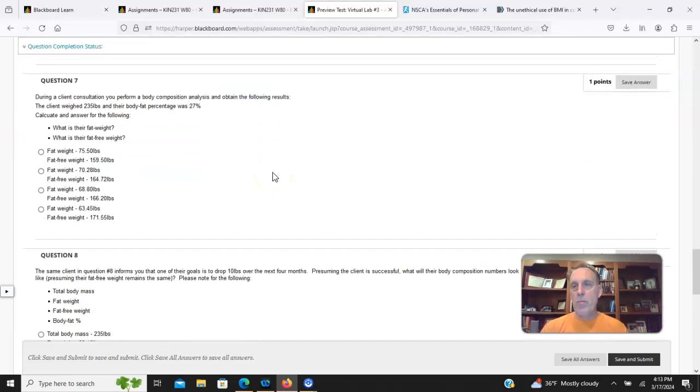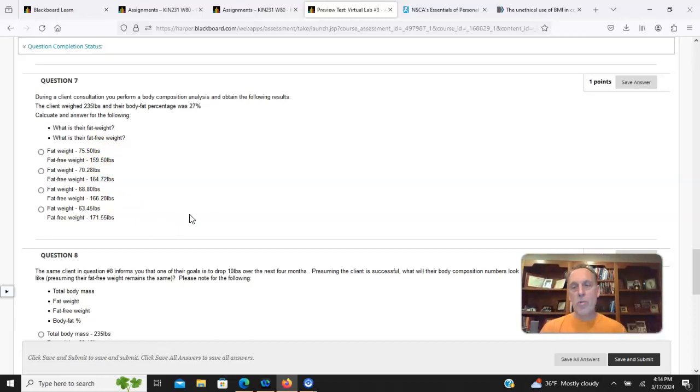7, this is a very real type of scenario, and it's almost like a case study light right here. So you have a client who comes in who weighs 235 and their body fat is 27%. I need you to figure out what their fat weight is, and I need you to figure out what their fat-free weight is. So it's one of these right here. Their fat weight is either this, and their fat-free weight is this, or any of the numbers therein.